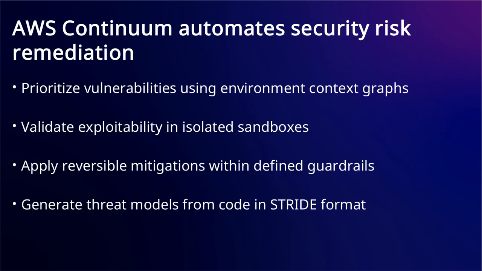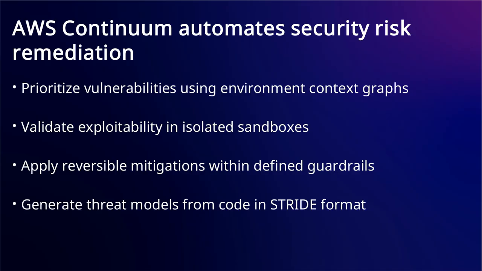Finding vulnerabilities has become faster with frontier models, but deciding which vulnerabilities matter to your business, proving exploitability, and coordinating fixes across teams still takes days of manual work. AWS Continuum addresses this by automating the full vulnerability lifecycle at machine speed. You can prioritize vulnerabilities using context graphs of your environment and business to focus on what matters. The service validates which vulnerabilities are exploitable by building reproducible proof in isolated sandboxes.